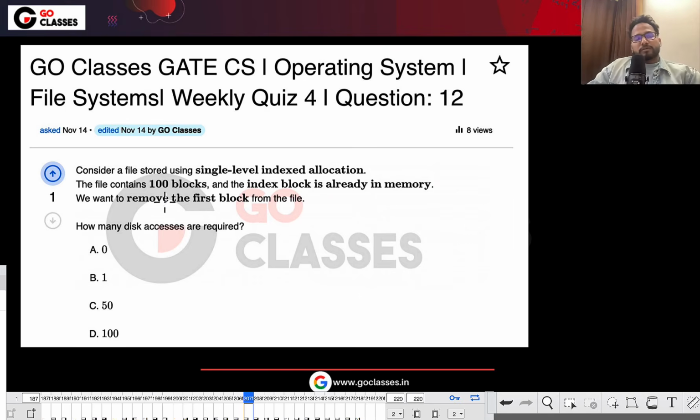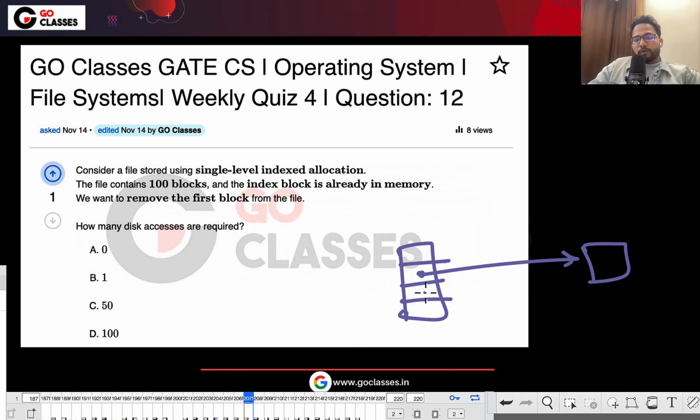Let's see this question. What are they saying? Consider a file using the single level. So basically this is an inode, single level inode, with 100 blocks, and the inode is already in the main memory. Then you want to remove the first block. This is interesting. Let's suppose this is pointing to the first block, and this is pointing to the second block. If you want to remove this, then you have to shift all of these pointers up.